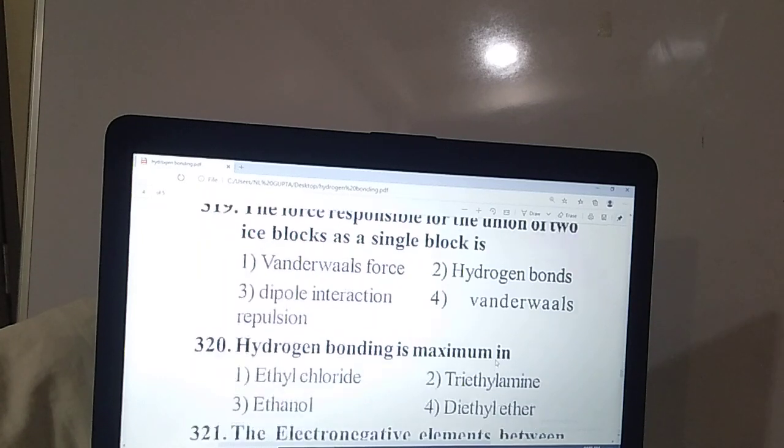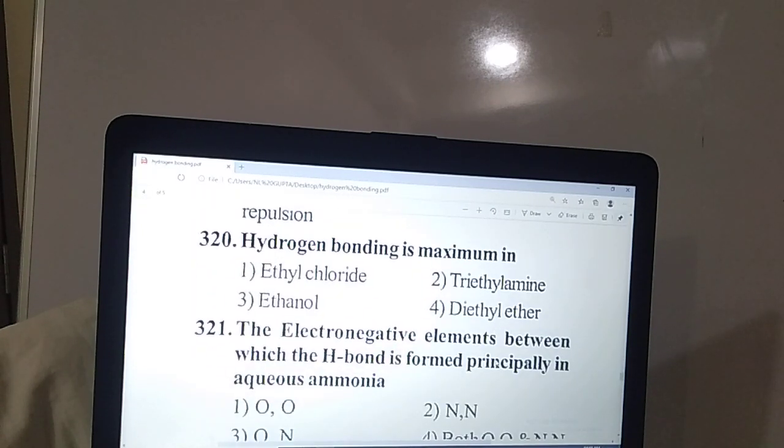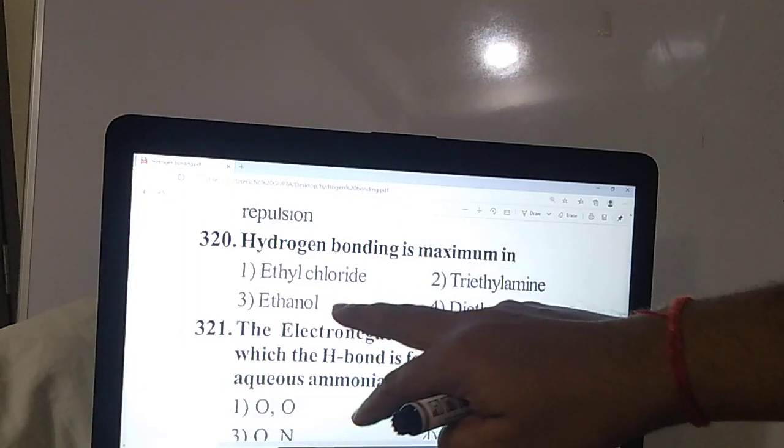Now 320, you move to question number 320. Hydrogen bonding is maximum in ethyl chloride, ethanol, triethylamine, diethyl ether. So for question 320, the correct option will be ethanol. Ethyl chloride has no hydrogen bonding. Triethylamine has less hydrogen bonding possible because of the bulky groups. Diethyl ether also has bulky groups. Ethanol has only one alkyl group. So the correct option will be option number 3.